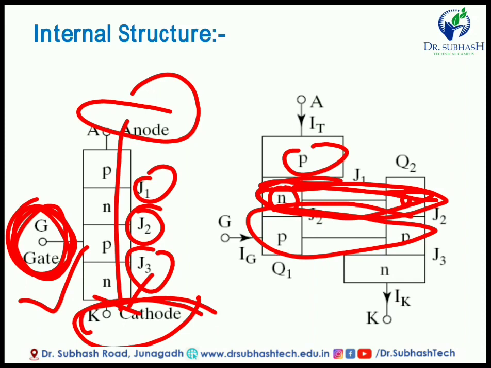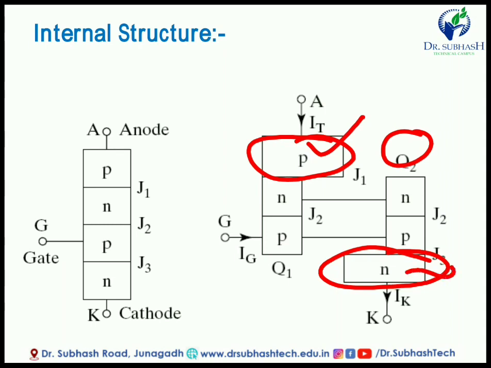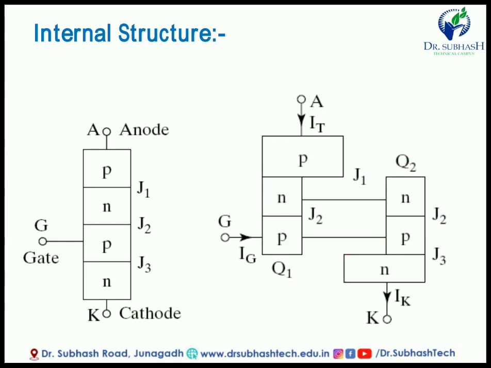But here you have to remember this P-type material and this N-type material are not connected to each other. It means the P region of Q1 is not connected with Q2, and the N region of Q2 is not connected with Q1. Only these two regions are connected to each other and make junctions J1, J2 and J3.